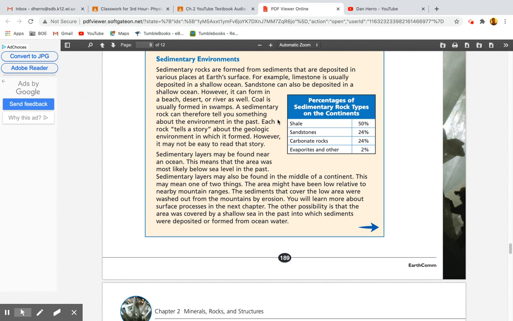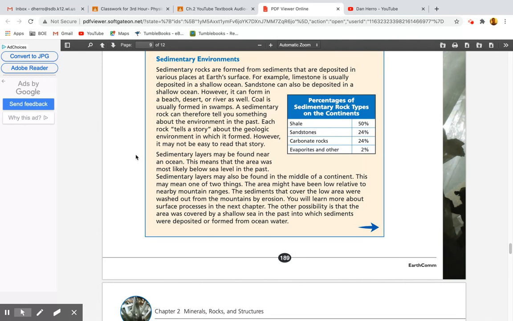Percentages of sedimentary rock types on continents. Okay, shale, there's 50% on continents. Sandstones, 24% on continents. Carbonate rocks, 24% on continents. Evaporites and other, 2% on continents.